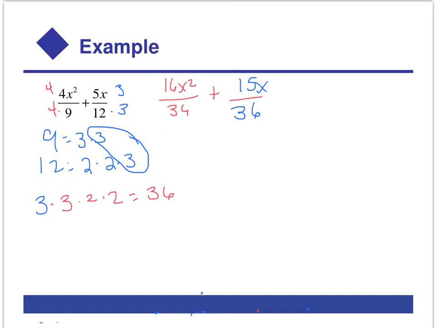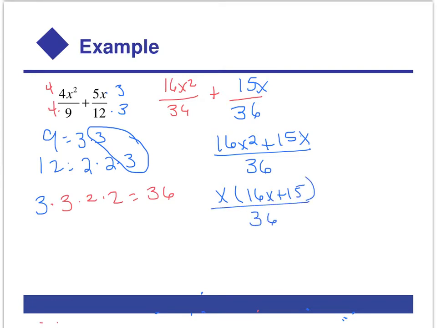So now that they have the same common denominator, we can add them together. And so we wind up with 16x squared plus 15x over 36. Then you want to see if they have any common factors. The first thing I see is that I can factor an x out of the top, and that leaves me 16x plus 15 over 36. It really didn't help to factor, but it just showed that we couldn't factor anything, that we're done.